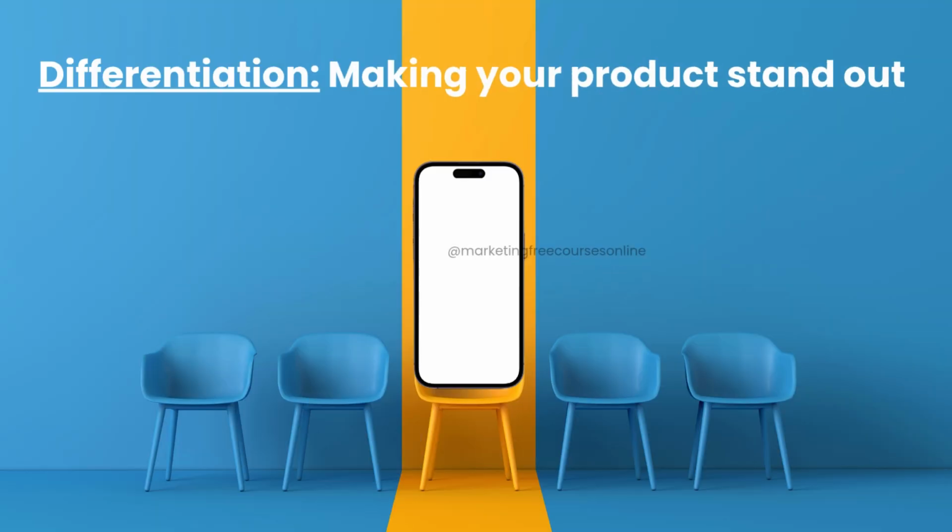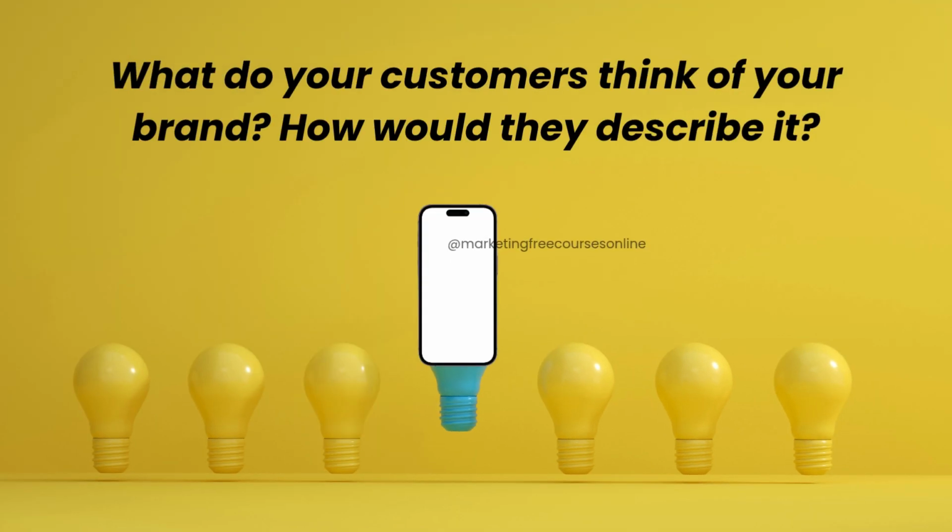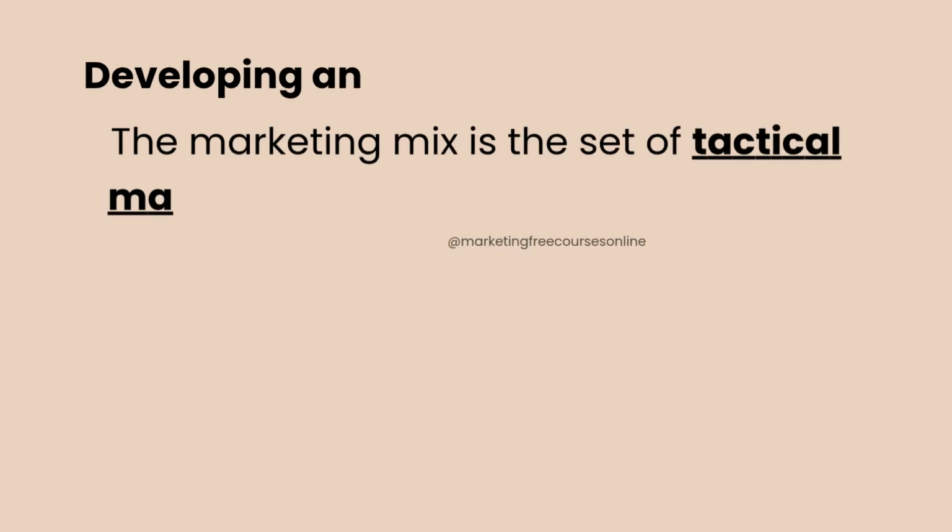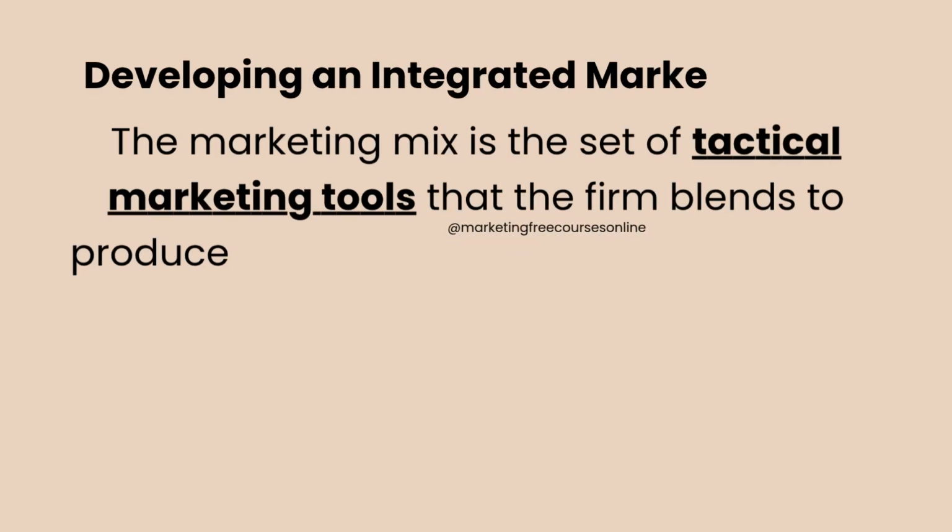3. Differentiation, making your product stand out. Apple differentiates its iPhone with sleek design and easy-to-use software. 4. Positioning, creating a clear, unique image in customers' minds. Apple's positioning is premium technology for creative people, so customers see iPhones as special. Once the strategy is set, companies use the marketing mix, the 4 Ps, to deliver value.